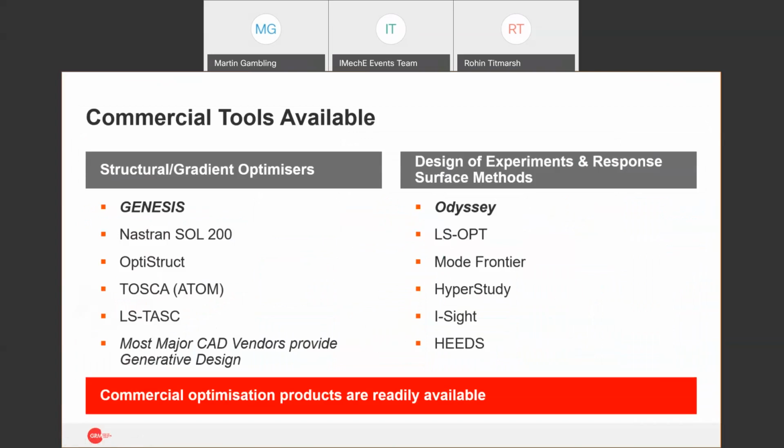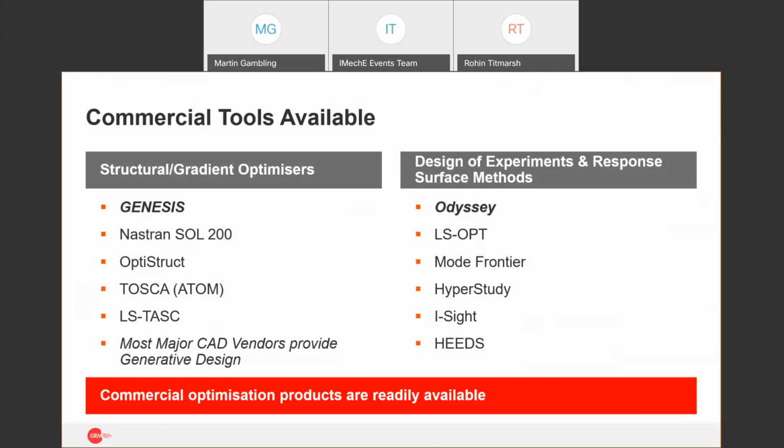So these are the sort of other tools that are out there. Genesis and Odyssey are the tools you can see here. But on the gradient-based optimizers, Nastran, both MSC Nastran and the Siemens SimCenter Nastran, have got Solution 200, it's called, which is an optimization solver. There's OptiStruct. DAS themselves have a product called Tosca, which is very powerful, and LS-DYNA, which is a traditional vehicle crashworthiness code, has a solver called Task.